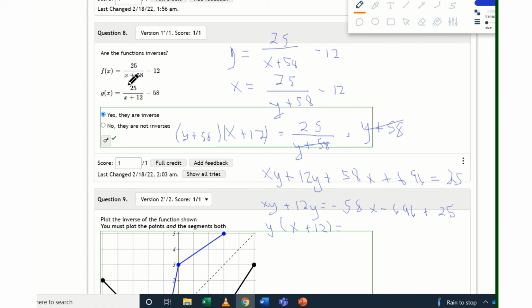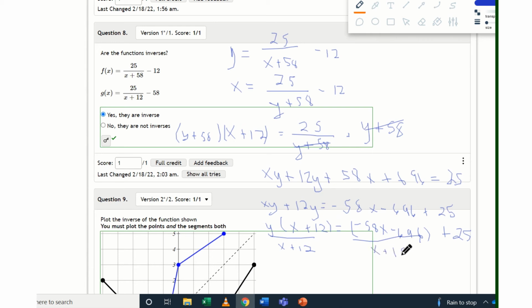And I'm going to try to make it look like this over here. So here's what I'm going to do. I'm going to kind of group these two together. And now in this next step, when I divide out the x plus 12, I'm going to do it as if these were separate terms, which I can do.